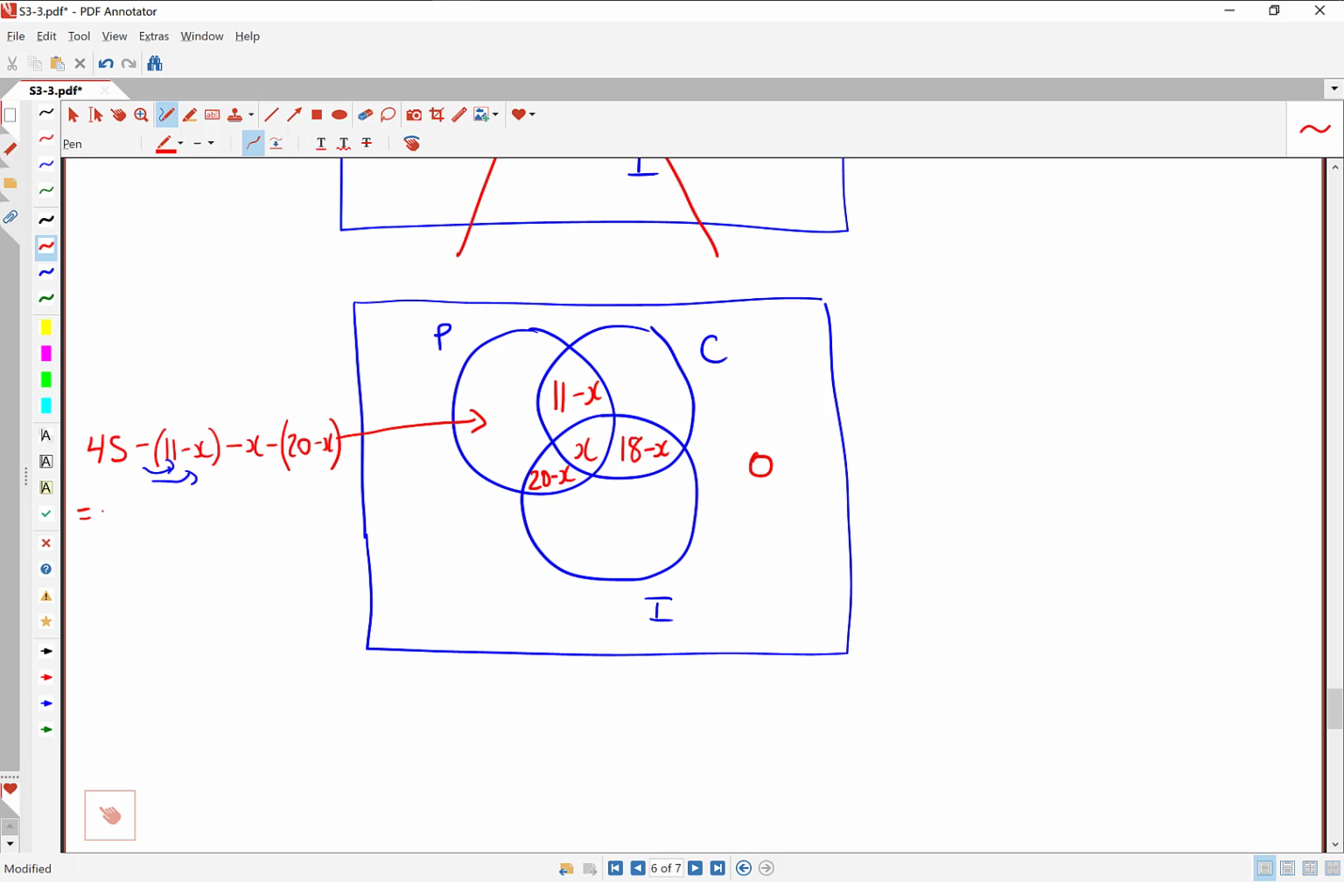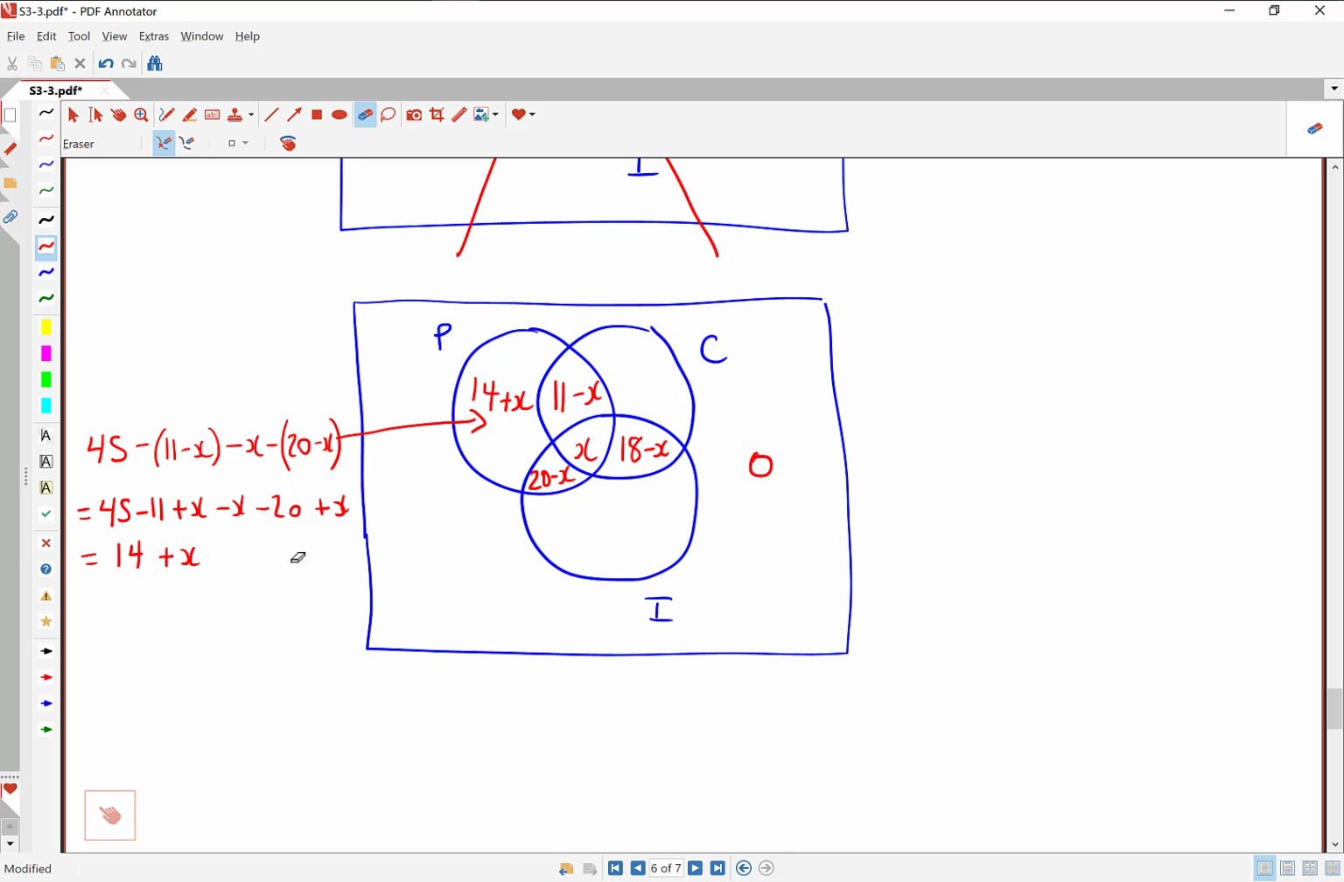If we do a little algebra on the side, this is 45 minus 11 plus X minus 20 plus X. So let's add our numbers together. 45 minus 11 minus 20 gives us 14. And if we add the X's together, X minus X plus an X gives us a plus X. So we're actually getting 14 plus X for this outer region here.